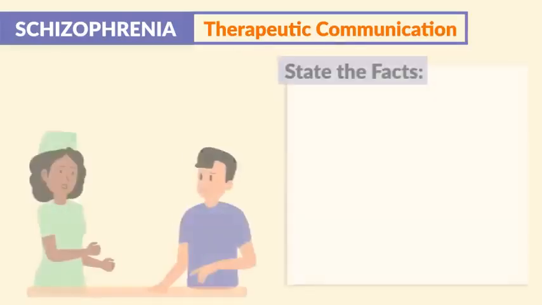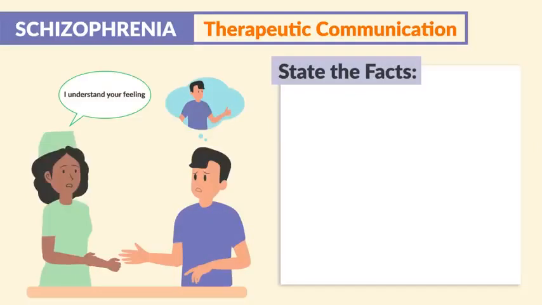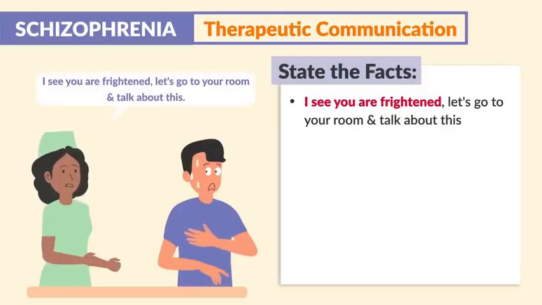Next, we always state the facts. To build trust, we present reality. And to show you acknowledge the client's feelings. Huge. So, for example, "I see you're frightened. Let's go to your room and talk about this." Huge NCLEX tip. This actually came up on a few questions during our NCLEX review.